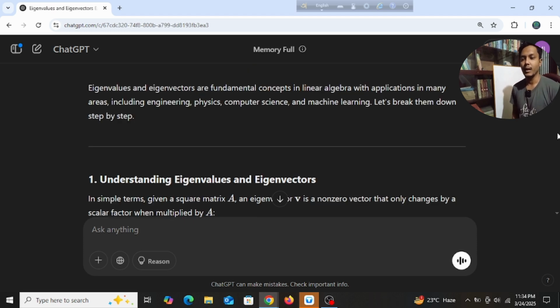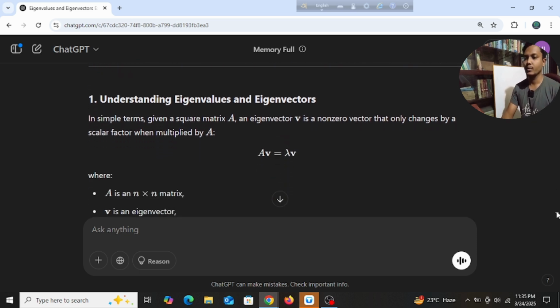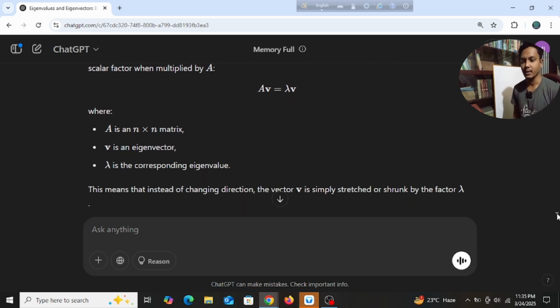Okay, everybody, and now we will try to understand a little bit more about eigenvalues and eigenvectors, right? So in simple terms, given a square matrix A, an eigenvector v is a non-zero vector that only changes by a scalar multiple when multiplied by A. So Av equals lambda v. We saw these things before, right? So A is an n by n matrix, that means a square matrix, right? And v is the eigenvector. Lambda is the corresponding eigenvalue. This means that instead of changing direction, the vector v is simply stretched or shrunk by lambda.